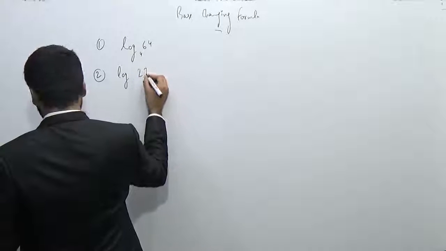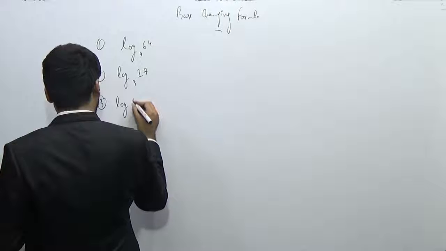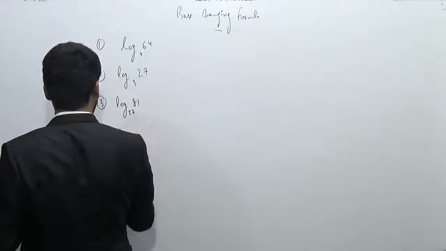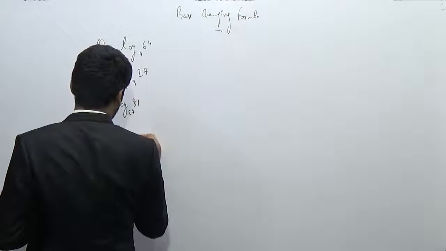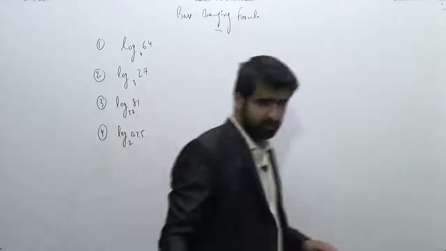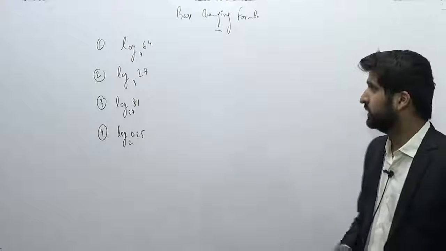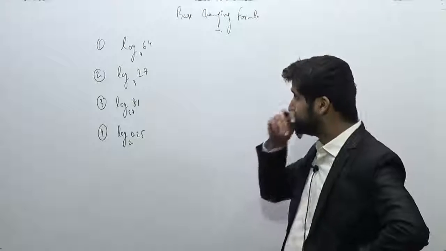log 27 to the base 3, log 81 to the base 27. Fourth is log 0.25 to the base 2. So just try these 4 questions out. These are very simple ones. We'll do some typical ones after this.